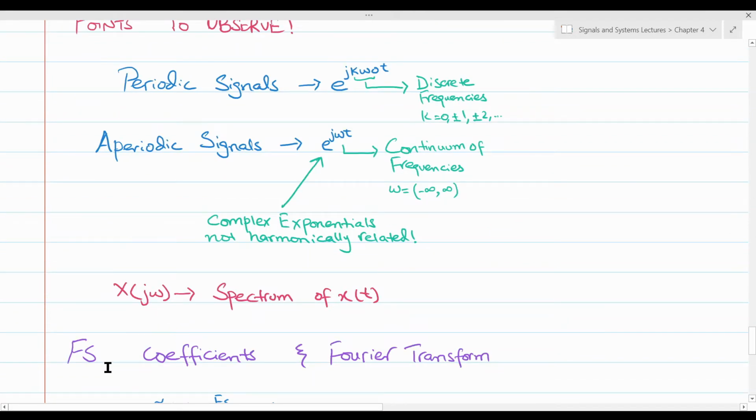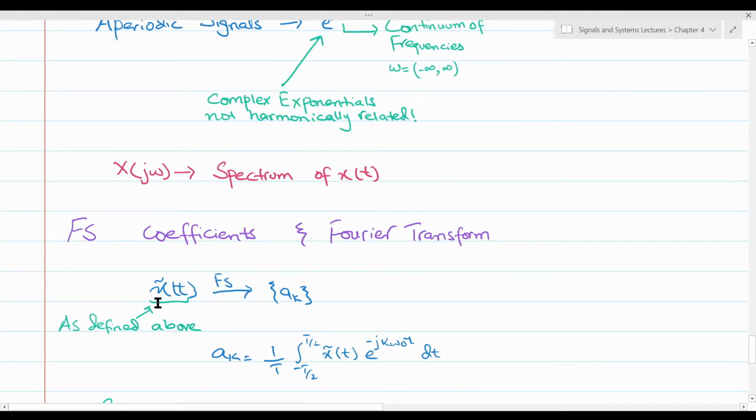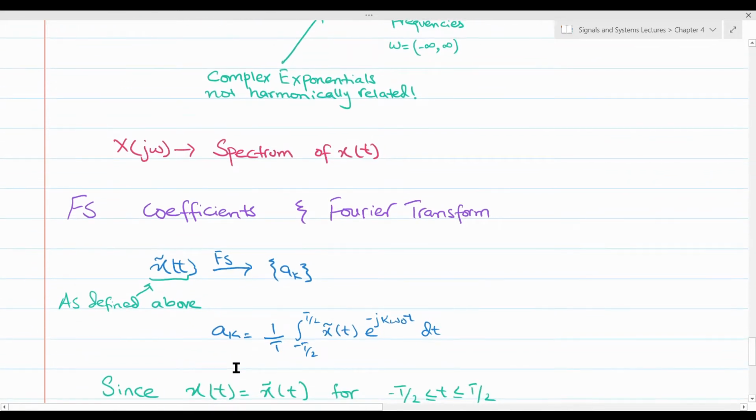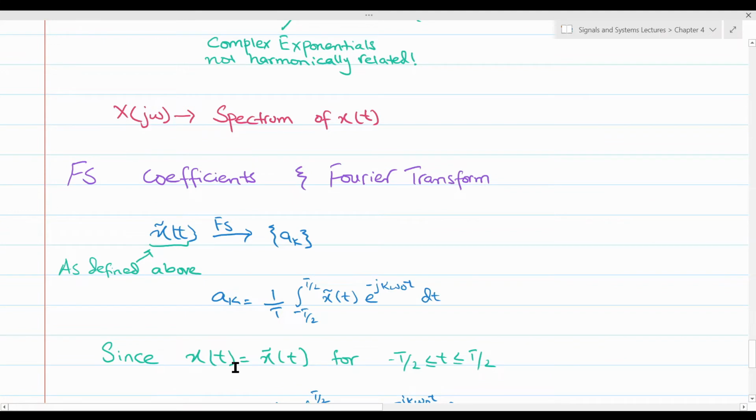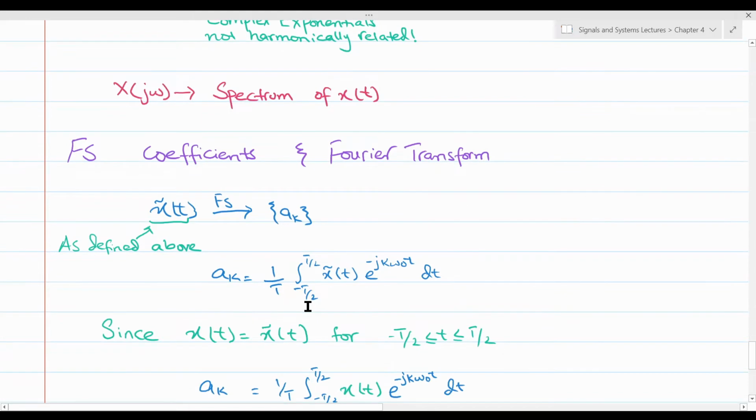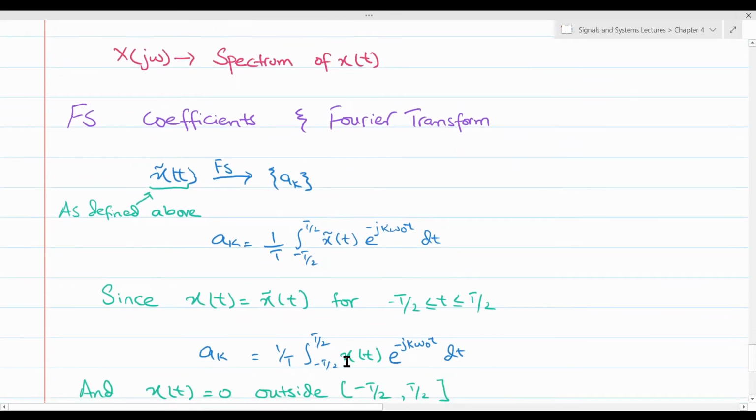Now let's compare the Fourier series coefficients and the Fourier transform of a signal. Suppose we have the same periodic signal defined above, which is x tilde, and it can be represented by its Fourier series with the coefficients a_k. And the Fourier series coefficients can be identified by the analysis equation as 1 over T integration from minus T/2 to T/2 of the signal itself multiplied by exponential of minus jk omega naught t dt. Since x(t) equals x tilde(t) for this particular interval, we can replace x tilde by x(t) in this equation.